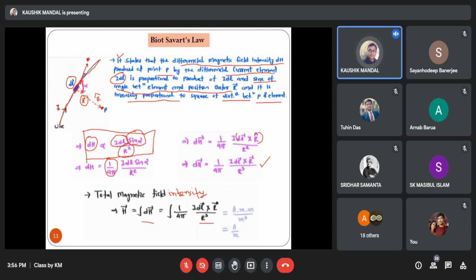Now you can easily find out the unit of this H from this equation also. I in ampere, dl in meter, r in meter, r cube in meter cube. So only 1 meter will be there. So the unit will be ampere per meter.